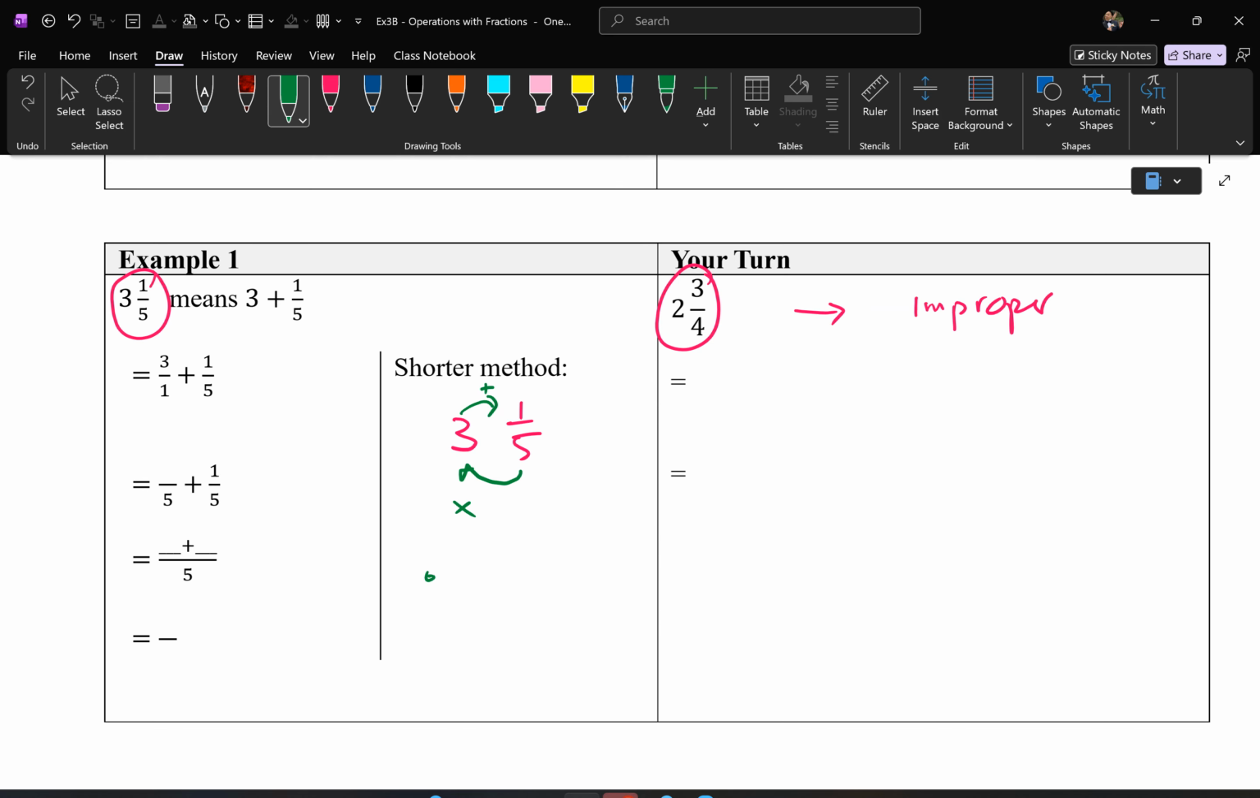Okay, write that in. So multiply denominator times the whole, and then add to numerator. That's the method. That's the short method. A lot of students will memorize this. The question is, why does it work? Here's why it works. 3 1/5, 3 wholes. Now, what type of fraction am I working with?